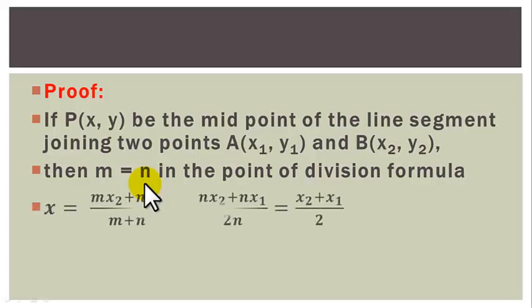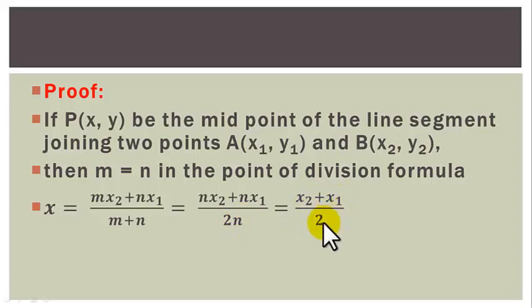Putting m equals n in the point of division formula, we have x equals mx2 plus nx1 all over m plus n. When you put m equals n here, this will give us nx2 plus nx1 all over 2n. When you factor n out, that n will cancel this n, giving us x2 plus x1 all over 2.